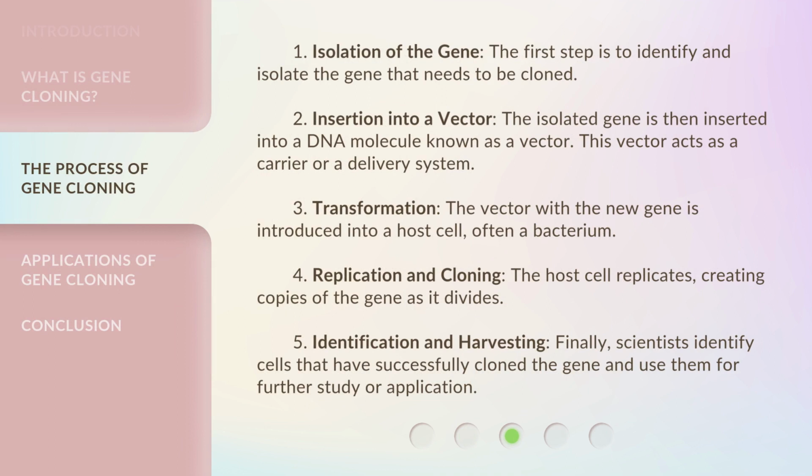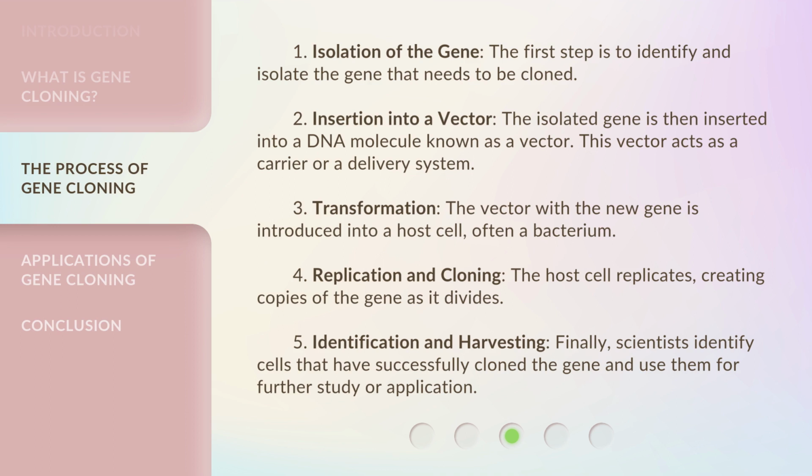1. Isolation of the gene. The first step is to identify and isolate the gene that needs to be cloned. 2. Insertion into a vector. The isolated gene is then inserted into a DNA molecule known as a vector. This vector acts as a carrier or a delivery system.